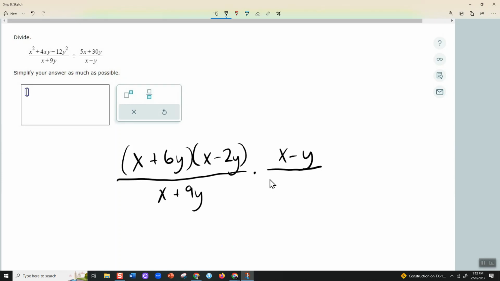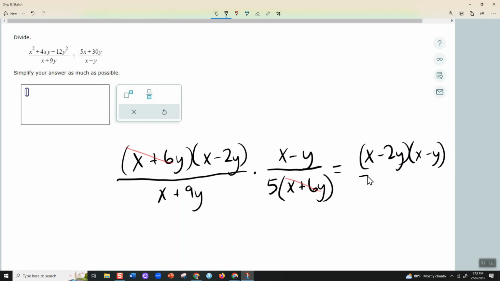I'm going to factor out a 5. And I should get x plus 6y. I do. And I can see that x plus 6y is a common factor. Again, I don't see anything else that simplifies, so the answer is everything left over. X minus 2y and x minus y all over 5 times x plus 9y.